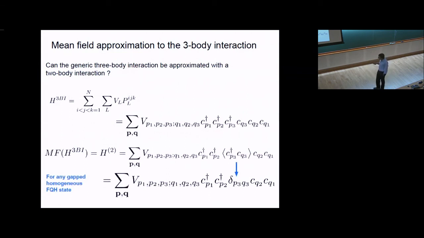And the simplest way to implement a mean field approximation is to replace some of the operators in this interaction term with the corresponding correlation values. For any gapped homogeneous fractional quantum Hall state, you can show that this correlation is equal to a Kronecker delta function. For mappings of generic n-body interactions to n minus m body interaction, you can similarly replace some m-point correlation functions with their expectation value to get the n minus m particle interaction.